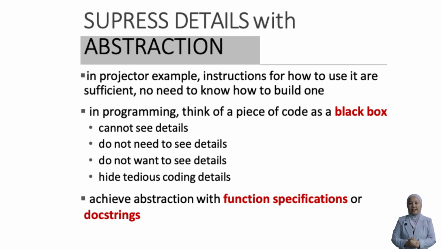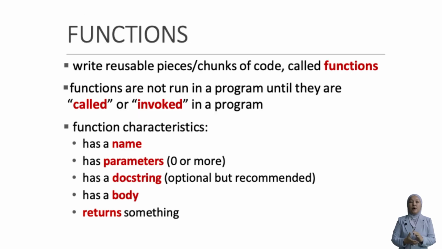How do we document this interface? With a function specification or a docstring, a plain English description right above the function code that says what it does, what it takes, and what it returns. Formally, a function is a reusable chunk of code with a name. It's not run when Python first reads it. It's only executed when it is explicitly called or invoked in your program.